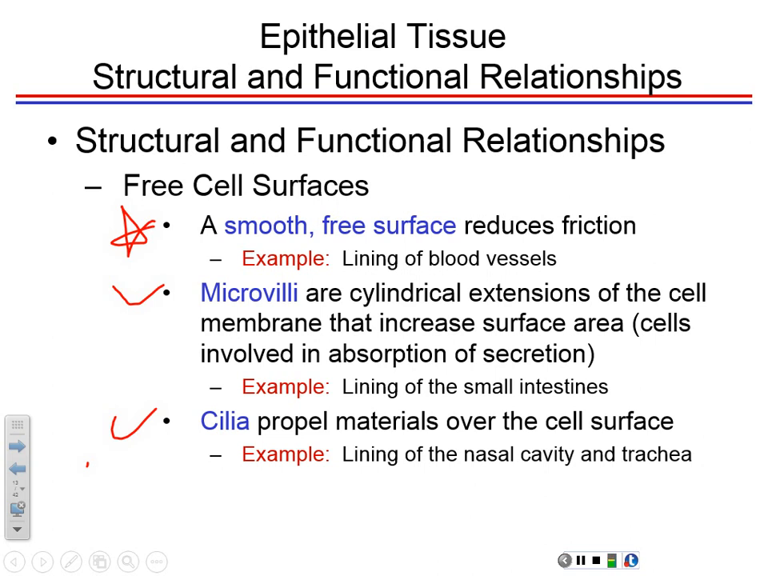Why, for instance, you need the smooth surface layer in the blood vessels. All right. And why would you need the microvilli in the intestines and the cilia in the respiratory system? All right. And the reasons are very intuitive. They make sense. They're not that hard to come up with.